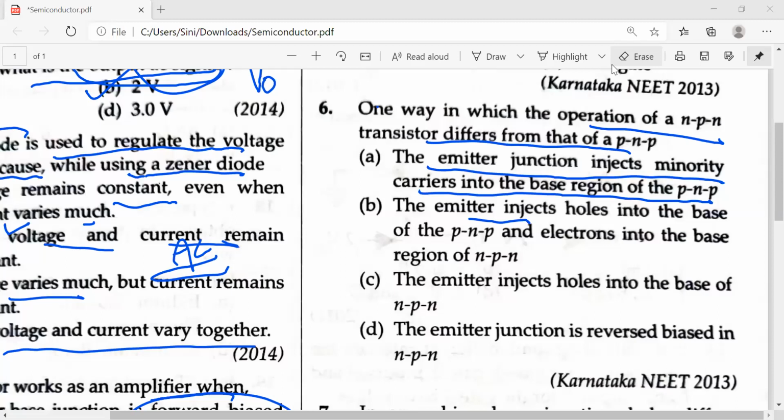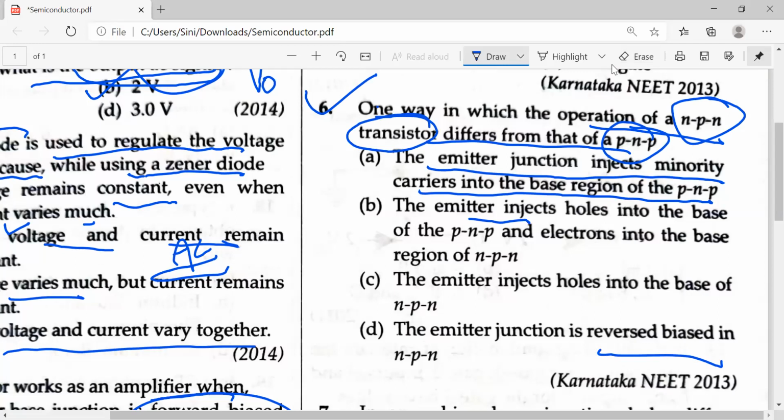So in the sixth question, this particular question, operation of NPN transistor, how does it differ from PNP respectively? That is the question here. So we cannot just say, for a transistor, NPN or PNP, anything about the reverse bias. Reverse bias and forward bias in a transistor are the same. Option D is eliminated.